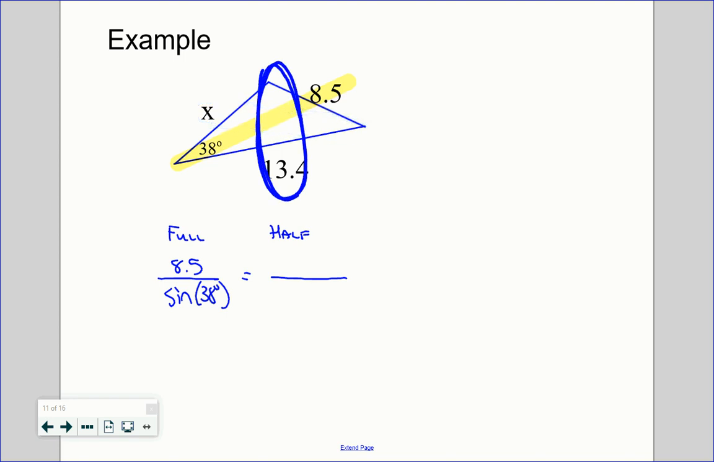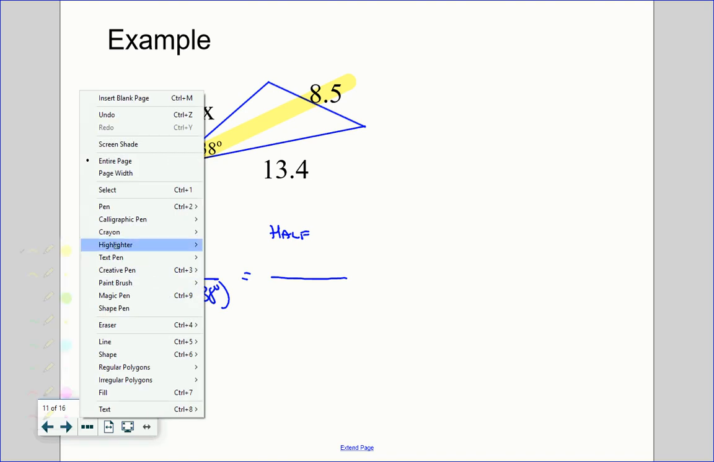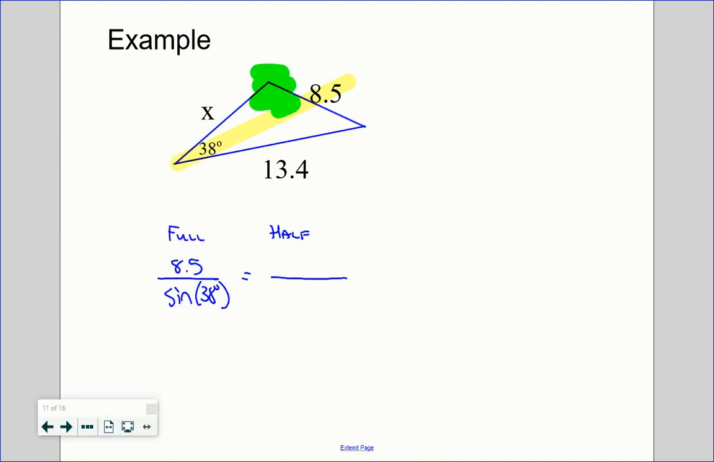However, this is my half, which means I need to find this angle right here. Okay, now that's not what this question asked me to find. It asked me to find X. So sometimes with this, you guys, you have to find stuff first before you can get to the final step. So what I have to do is I have to find this corner here, because again, my formula is full and half. So my half is 13.4 over sine, I'm just going to call it theta. Okay? So cross multiply and divide.